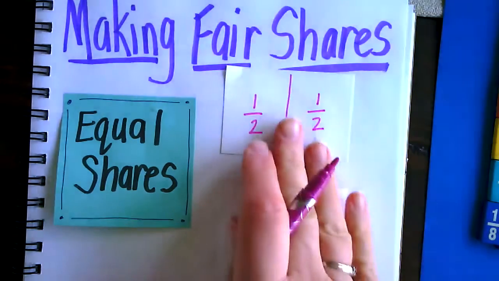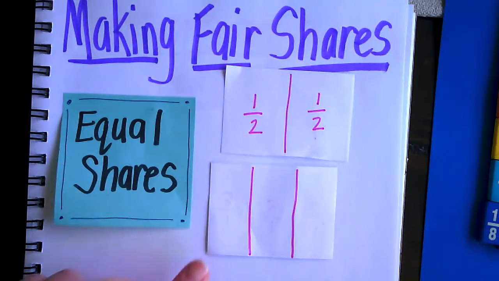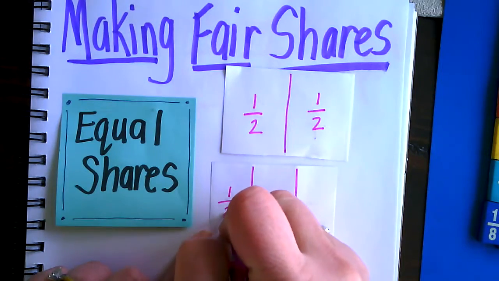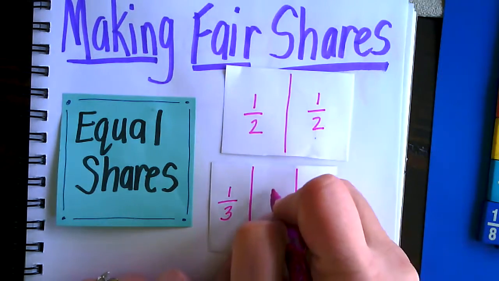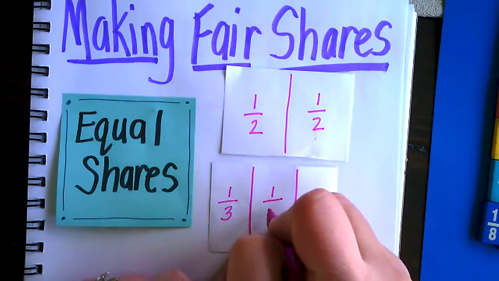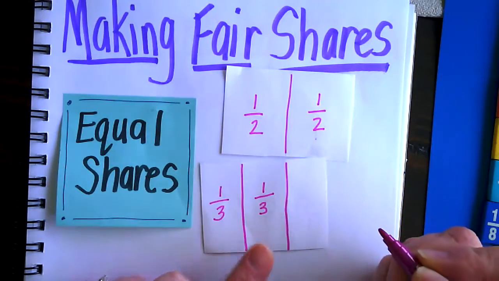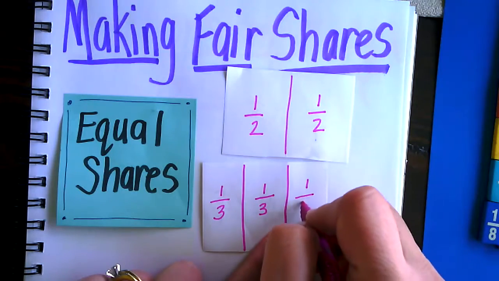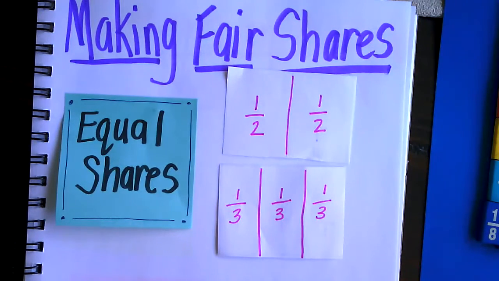And in this example with the brownie where there's 3 parts, if one person was having this part, they would have 1 out of the 3 parts. Another person would have 1 out of the 3 fair shares, and a third person would have 1 out of the 3 fair shares.